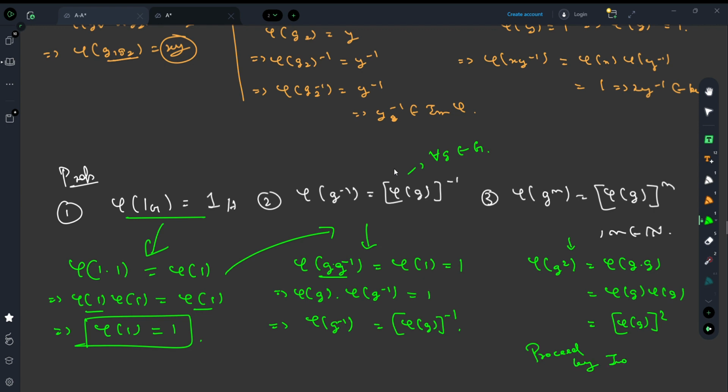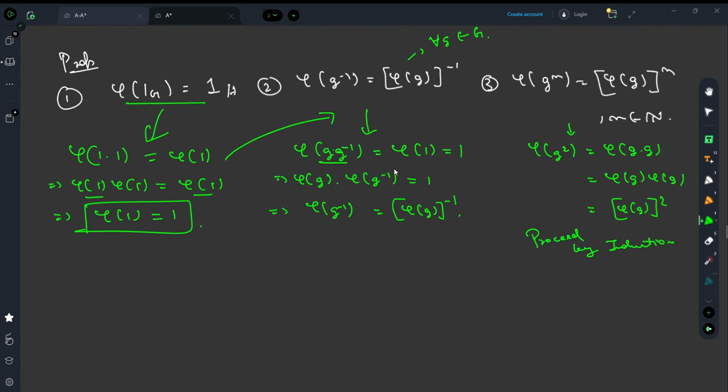Proceed by induction. You just assume this to hold for any integer n minus 1, and you can show it for n. If I hold it to be true for any n minus 1, I mean to say phi of g to the power n minus 1 is phi of g whole to the power n minus 1. Now if I talk about phi of g to the power n, I can write phi of g to the power n as phi of g to the power n minus 1 dot g, but then I can distribute it using homomorphism.